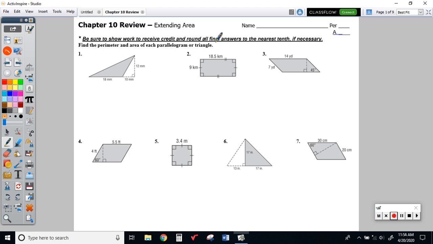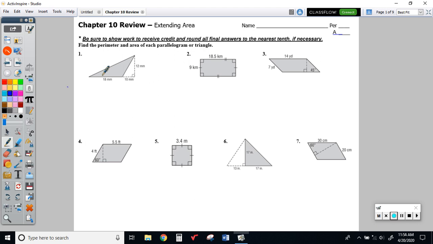So let's check out these directions here. We're showing all work, receiving credit. If we're doing that, rounding all final answers to the nearest tenth, so one decimal place if necessary. First, for these problems, we're going to find the perimeter and area of each parallelogram or triangle. I am going through these problems for the first time here myself. I know how to do all the types of problems here, obviously, but if I make any mistakes, I will try to go back and fix what I've done and just make a note of that here. I have the key to look at, but I will do the problem first and then double check the key as I go along here.